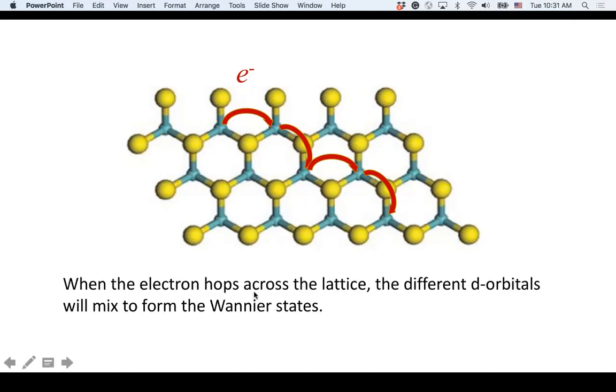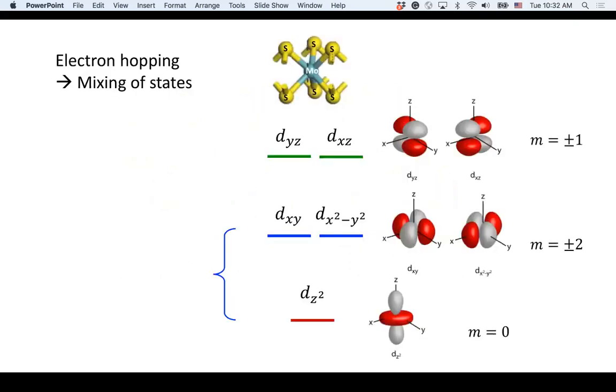So when the electron hops across the lattice, the different d orbitals will mix. They will mix to form the eigenstates. So, let's consider the mixing. First, we need to know that there is a mirror reflection symmetry. They're mirror symmetric, because if you change z to minus z, they will be the same.